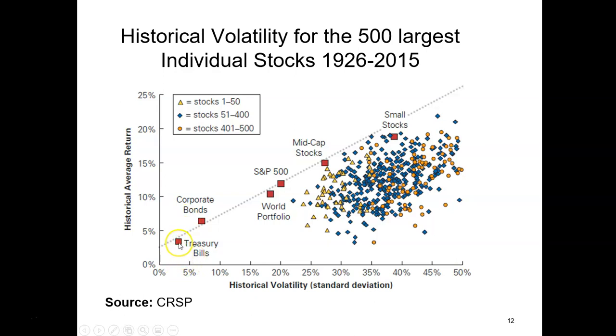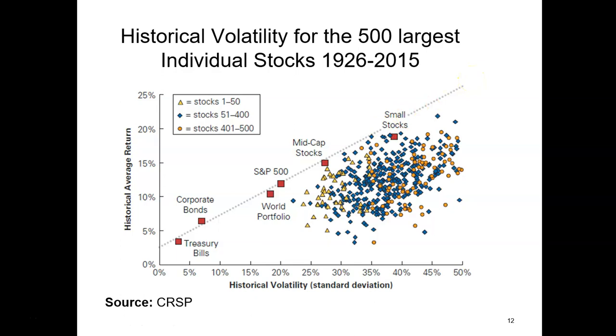Treasury bills were on the low end here, right? The lowest volatility, the lowest return. Corporate bonds were the next lowest, but they were higher than treasury bills. So higher return, a little higher volatility. World portfolio, higher return, higher volatility. So in other words, what I saw visually when I organized it is that if you have more volatility or risk, you have higher return, right? And if we drew a line through that, that would make sense.